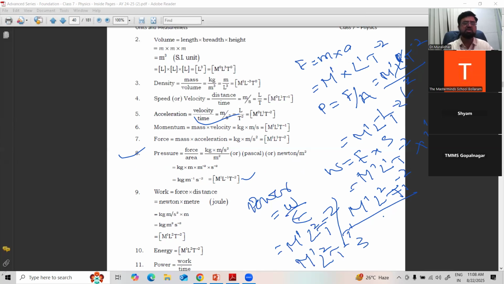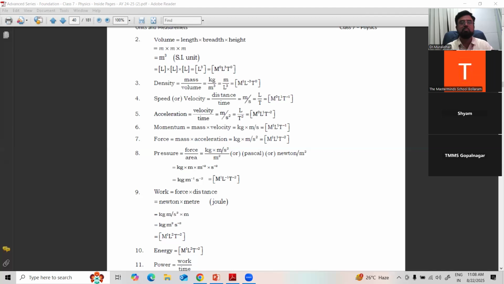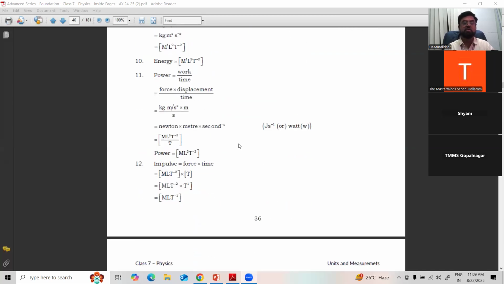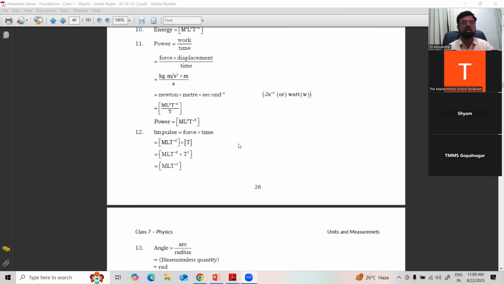Like that, for any physical quantity in physics, you can write the dimension. But for that, you need to have the formula. If you know the formula, you can write the dimension. And these dimensions are very much useful in deriving equations and checking the correctness of an equation. In so many ways it is useful for us.